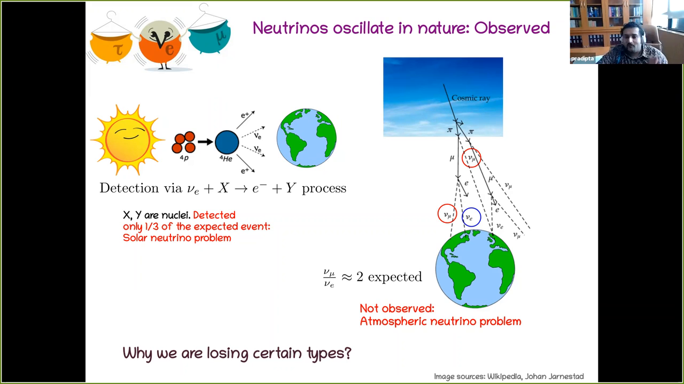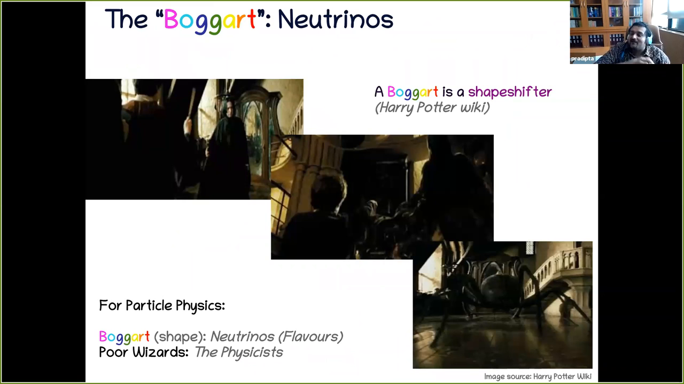So these are just two examples, the solar neutrino problem and the atmospheric neutrino problem. This simply gives you the idea that something is wrong with this flavor conversion, especially when they're traveling over a large distance. That is the most important thing. When neutrinos are traveling a large distance and reaching the detector, the amount of expected flavor is completely different from what I would expect if I had a chance to measure at the origin. Now, the question that scientists have asked with this observation is why we are losing certain types, or what is happening. If you move forward with this idea, it turns out that as if these neutrinos are like the Boggart of the Harry Potter world.